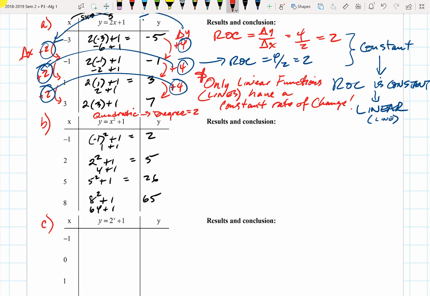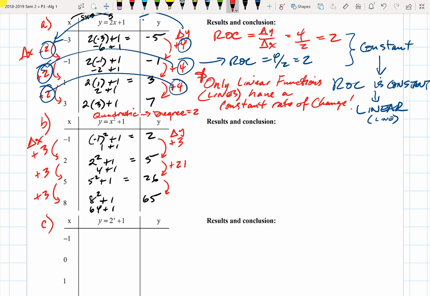So when you analyze the rate of change, let's figure out delta x first. From -1 to 2 is plus 3. From 2 to 5 is plus 3. From 5 to 8 is plus 3. So delta x is constant. Delta y is first plus 3, and then plus 21. Oh, delta y is not constant. And then delta y from 26 to 65 is 35.